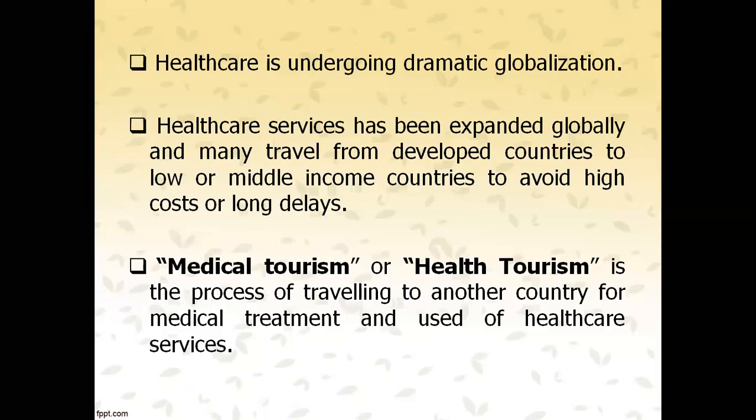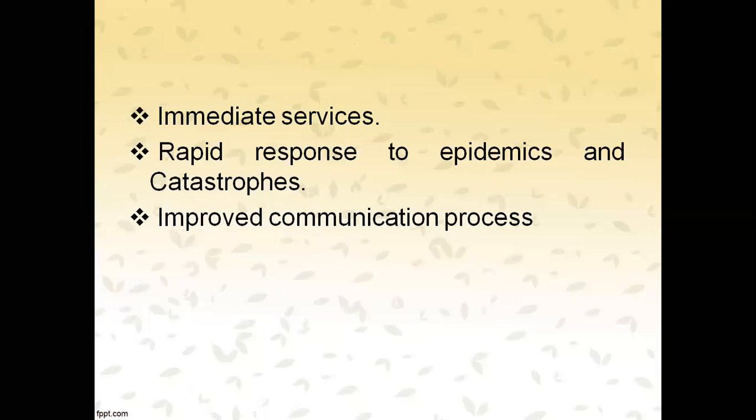One of the other positive effects is that immediate service needs can be provided. Sometimes in developed countries, even to get some simple treatment, they need to wait for so many days. If they come to a country like India, they can get immediate service. And there is rapid response to epidemics and catastrophes. An epidemic is any form of disease which occurs in a particular community. A catastrophe is something which happens very suddenly, like a sudden rise of some form of communicable disease.